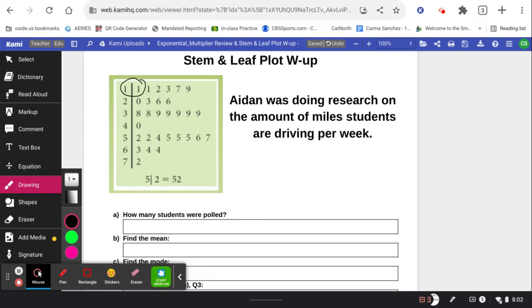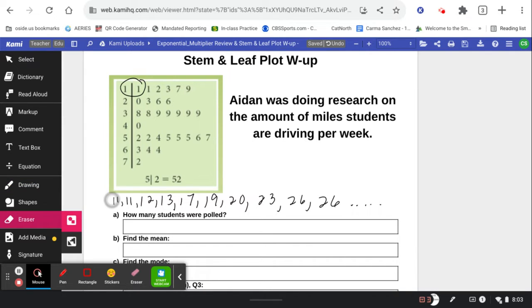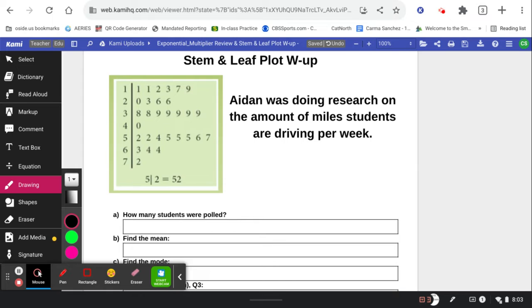If I was writing out this data in full, I'd write 11, 11, 12, 13, 17, 19, 20, 23, 26, 26, etc., etc. Do you see how we have to use the numbers on the left to put them with the numbers on the right? Since the numbers on the left go with the numbers on the right, we actually don't have to count those on the left, but we just want to count the ones on the right.